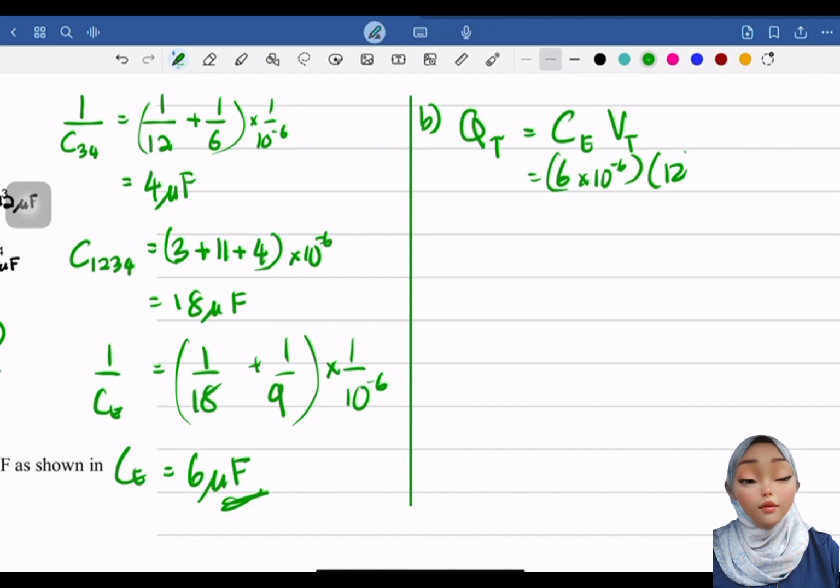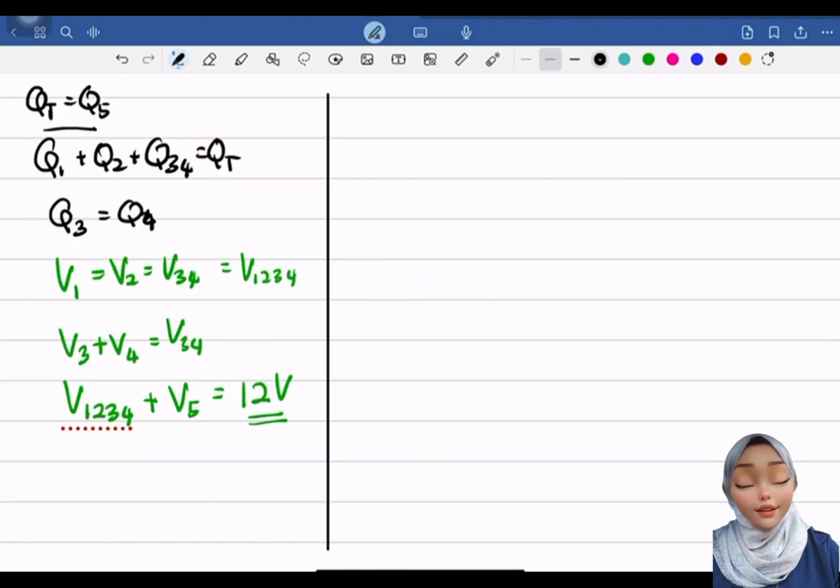And then kita kali dengan 12. So, kita akan dapat 7.2 kali 10 kuasa negatif 5 coulomb. Okay, selesai. Now, walau bagaimanapun, saya nak tambah lagi satu soalan, iaitu energy stored.